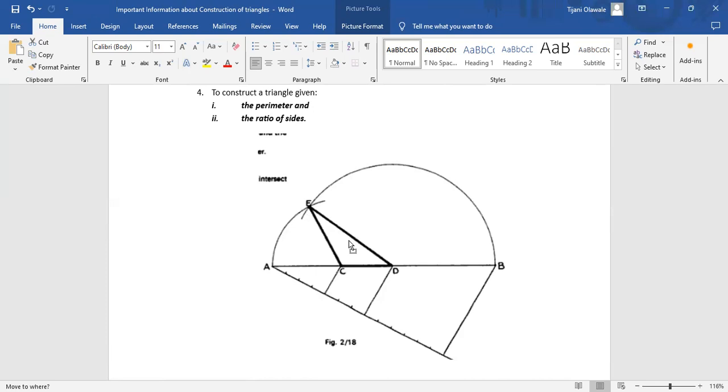Now, let's pay attention to this. The radius of this arc is equal to DE, and the radius of this arc is equal to CE. Let me say it again. The radius of this particular arc is equal to distance DE, and the radius of this arc here is equal to distance CE. So this is how the construction will look when we are given the perimeter and ratio of sides, and this is how the triangle will look.